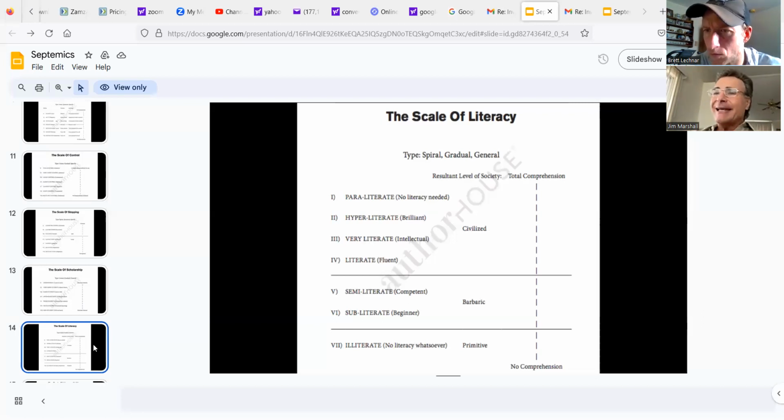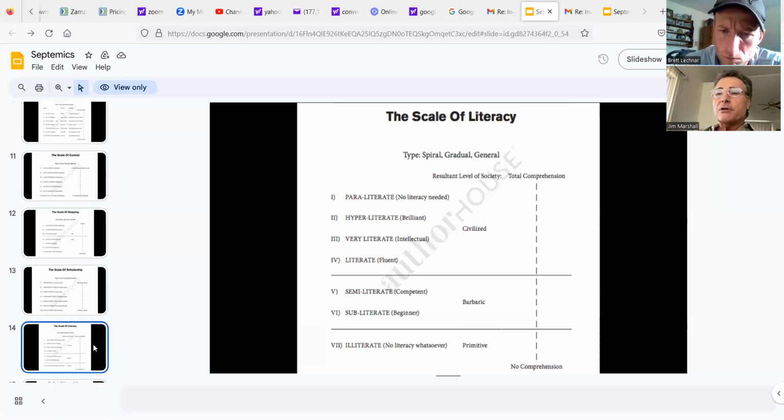countries, societies, organizations. So for example, if you go into like the mafia, right? These are barbaric people. They're all either semi-literate or sub-literate. And if you listen to them speak, it's clear. That's why they're professional criminals.